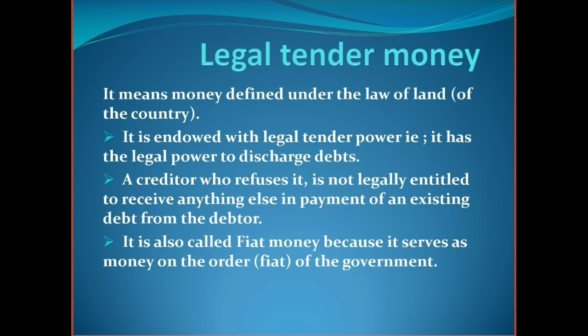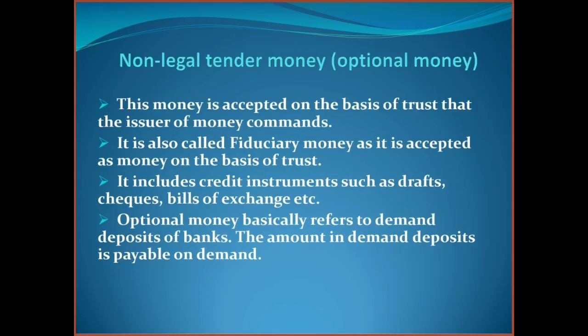According to legal definition of money, money is of two kinds, that is legal tender money and non-legal tender money. Legal tender money you have just learnt, and now you are going to understand non-legal tender money, that is also known as optional money. This money is accepted on the basis of trust that the issuer of money commands. It is also called fiduciary money as it is accepted as money on the basis of trust. It includes credit instruments such as drafts, checks, bills of exchange, etc. Optional money basically refers to demand deposits of banks. The amount in the demand deposits is payable on demand.